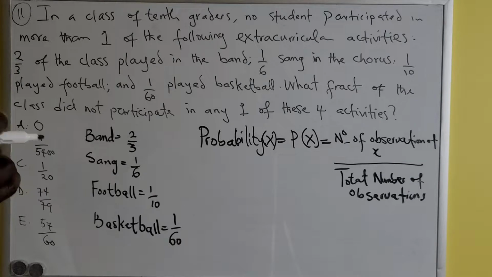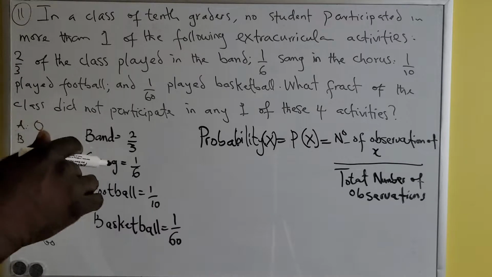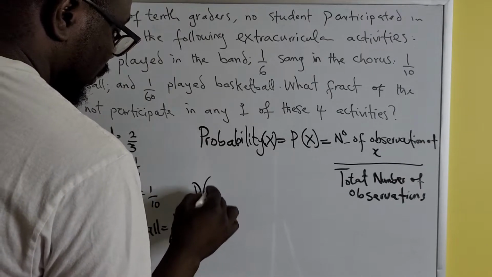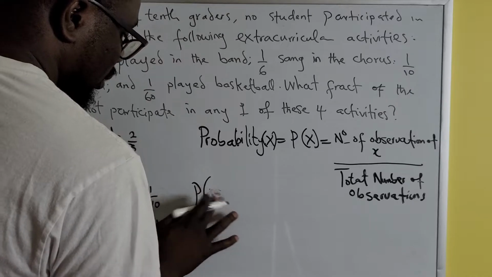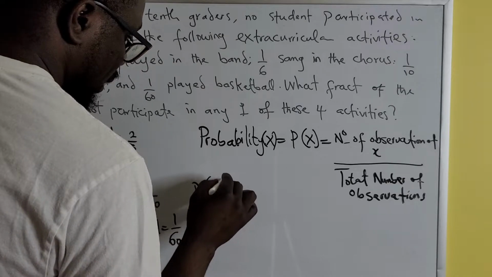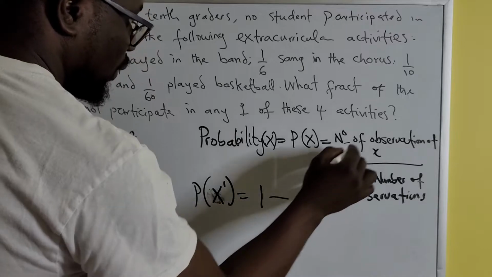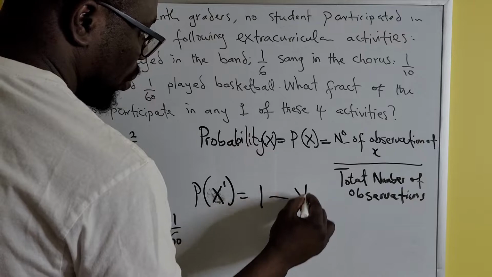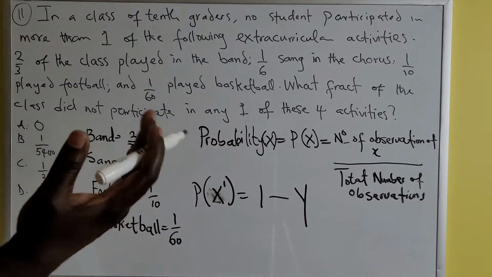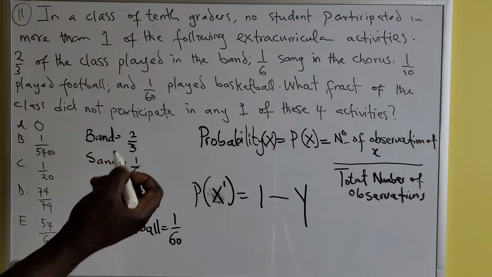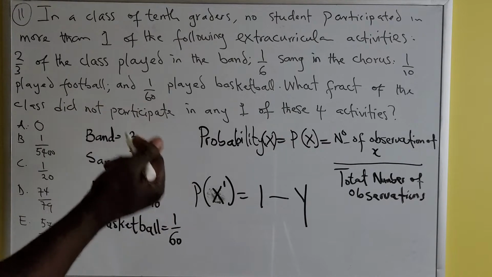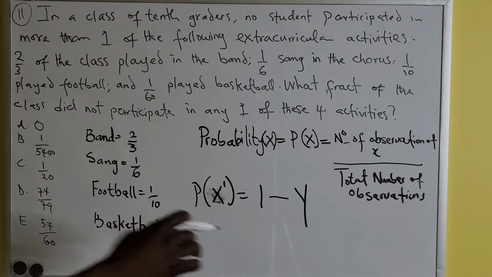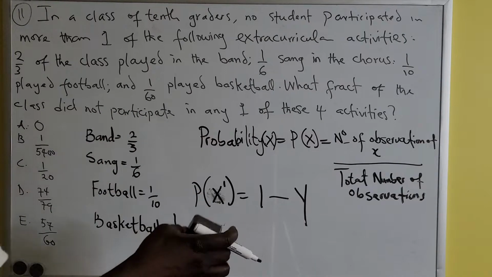And then we also defined probability of not x in our last question. So probability of not x is equal to 1 minus this whole equation. If let's say this whole equation is y, that will be 1 minus y. So that's probability of not x. So in this question, they're asking us the probability of not one participated in all 4 activities, right? That's what they're asking us. So they're asking us for this equation right here.